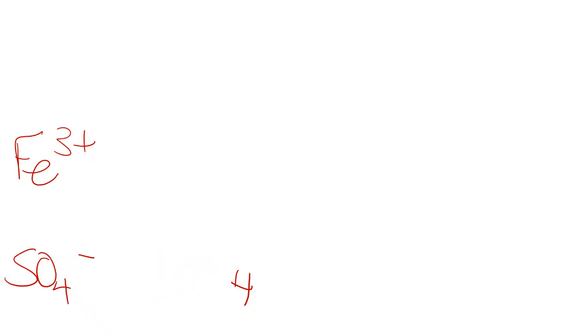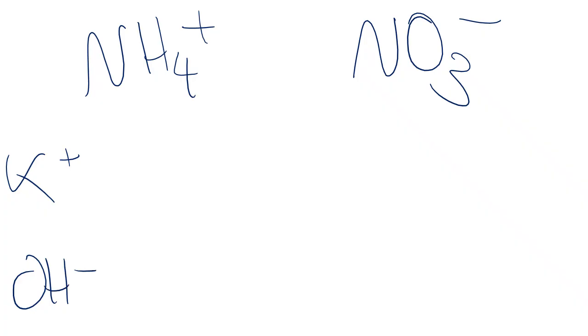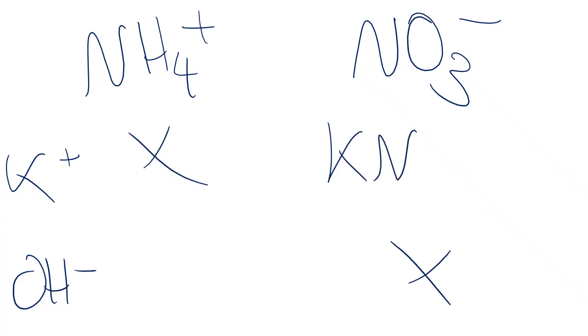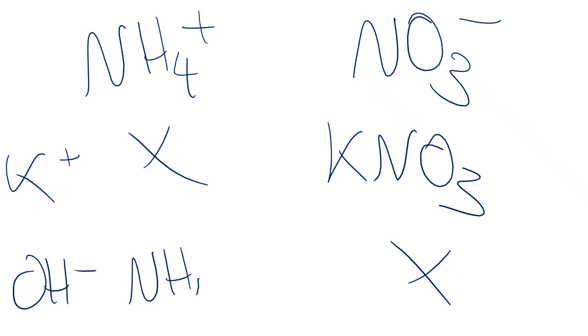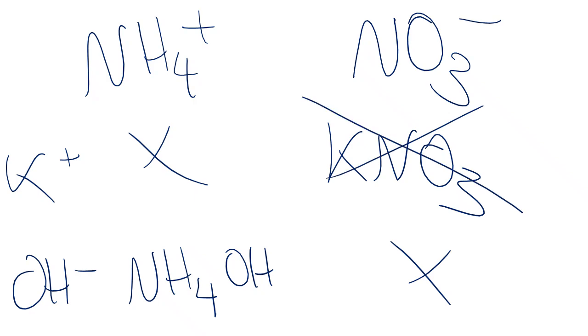The next one is ammonium nitrate, NH4 plus, nitrate is NO3 minus, potassium hydroxide K plus 1, hydroxide OH minus. So plus plus, negative negative, KNO3, and then NH4OH. Look at the solubility rules, and see that no precipitate would form if we mix these two.